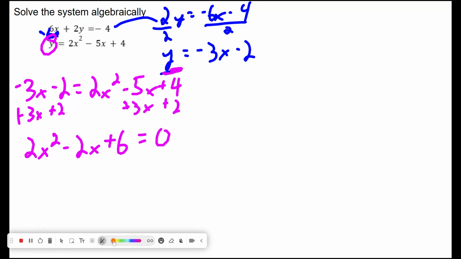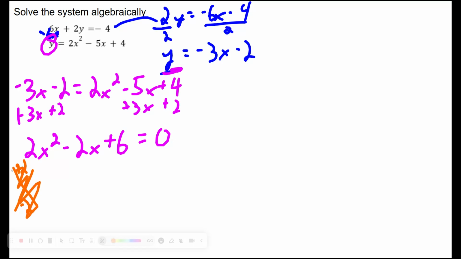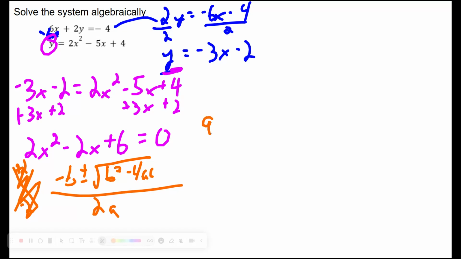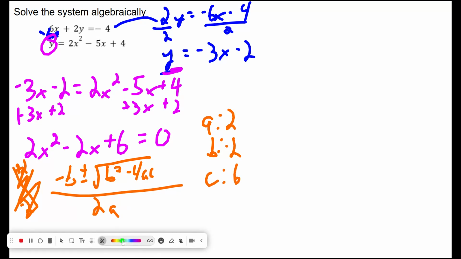Can I factor that? Always a question I like to ask myself. 2 times 6 is 12, negative 2 on the bottom. What two numbers add to negative 2 and multiply to positive 12? 12 and 1, 2 and 6, 3 and 4. Those are not going to do it. I am not going to be able to factor this one. I like to default to the quadratic formula from there. Negative b plus or minus the square root of b squared minus 4ac, all over 2a. We've got our a value of 2, b value of negative 2, and our c value of 6. So let's plug that into the quadratic formula.